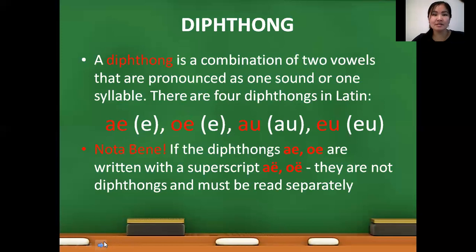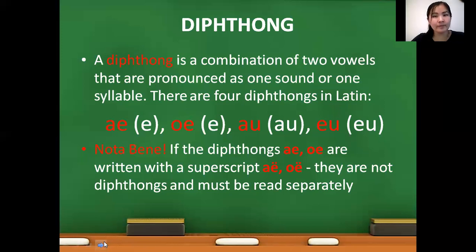So the next item to discuss is the diphthong. A diphthong is a combination of two vowels which are pronounced as one sound and make one syllable. In Latin we have four diphthongs: ae produces sound e, oe also sound e, au, eu.